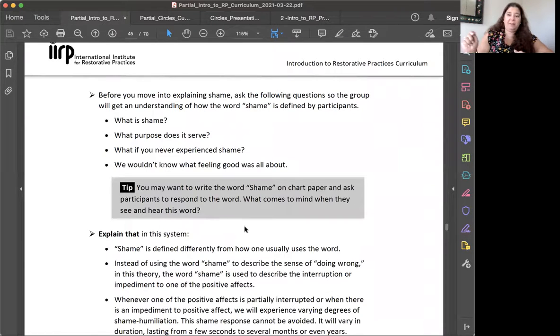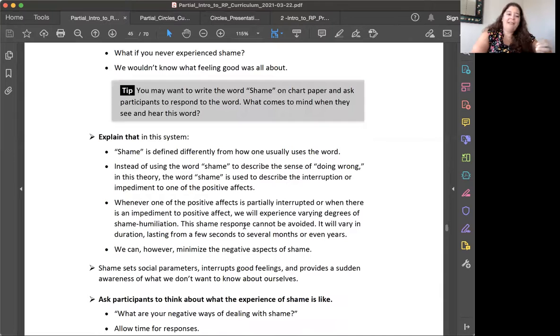And this tip here, I do this all the time. I'll write the word shame and ask people to respond to the word, what comes to mind, what does this bring up for folks? And there's always a lot of negative things, but then there's always some, I don't know if positive is the right word, but things as far as, well, it helps us realize when things aren't right, or it gives us an opportunity to make things better. And that really is why this theory gets closely connected to restorative practices, because the motivator in the shame affect is to restore. So things were good and now they're not anymore, and I just want them to be good again.